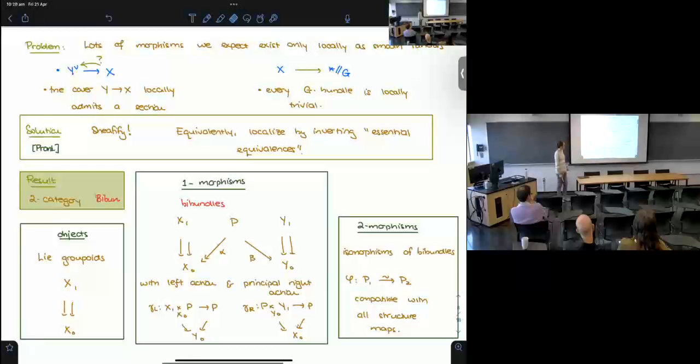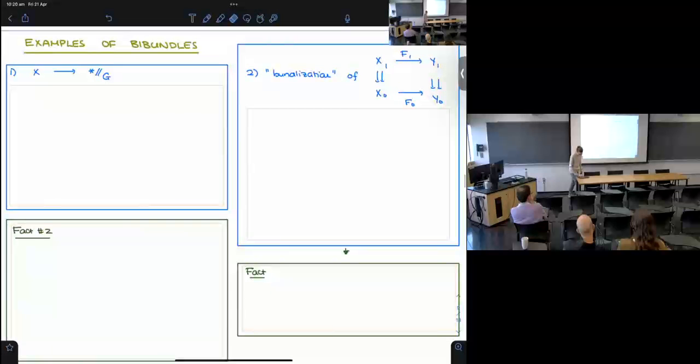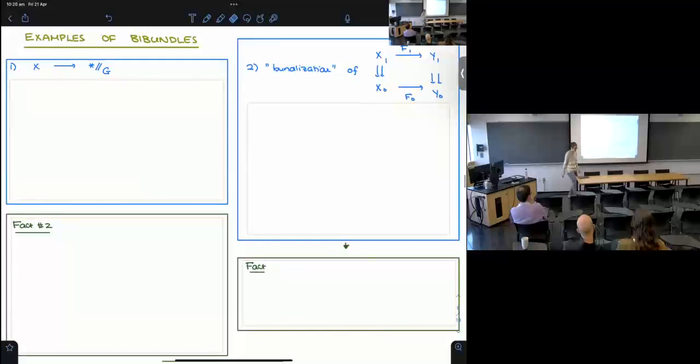And then a 2-morphism is an isomorphism of bibundles, meaning maps between these middle manifolds here that are compatible with everything else. And so this is the 2-category that we're going to work in, and we're going to look at group objects in this 2-category. But first, let me give a few examples, because the bibundle diagram was a bit overwhelming for me at first.